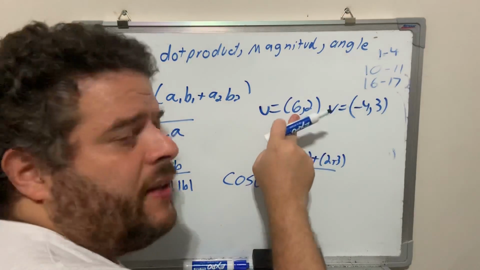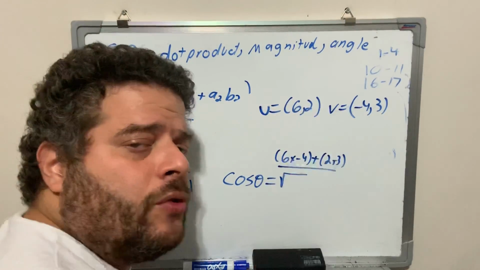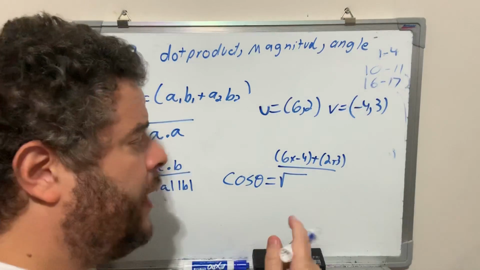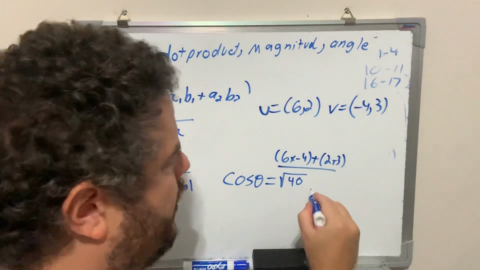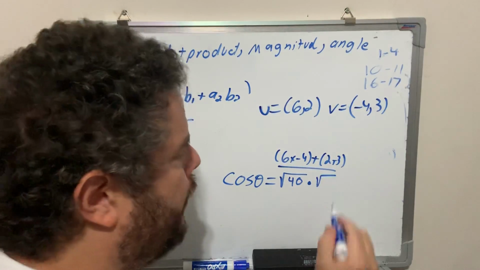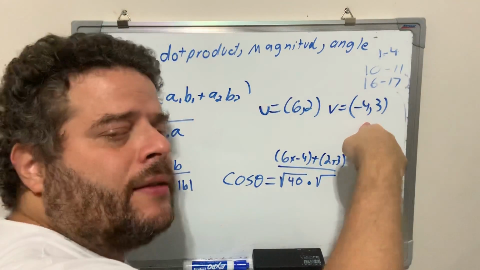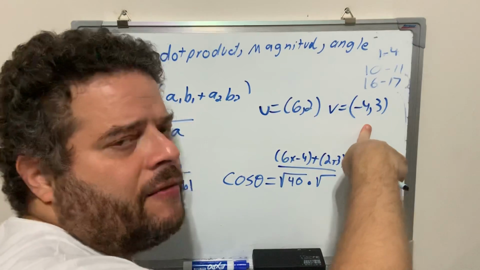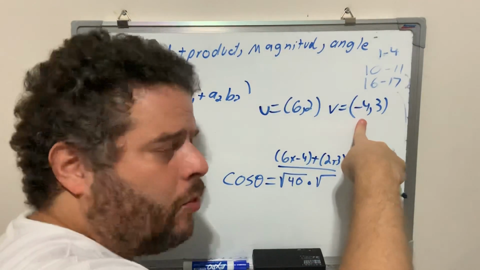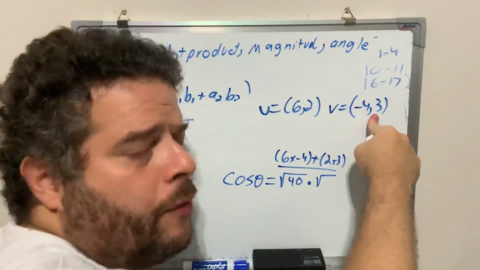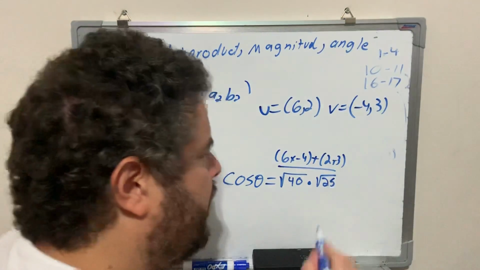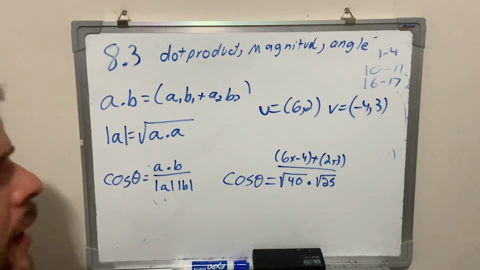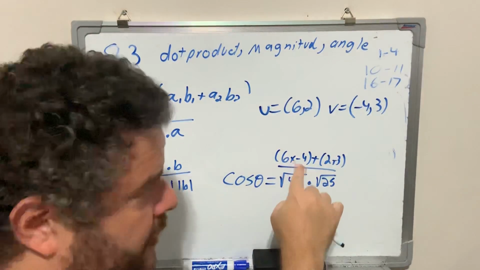We have 6 squared is 36, 2 squared is 4. When we add that and put it within a square root, we end up with this, times the square root of the magnitude of the second vector. -4 squared is 16, 3 squared is 9. We add those, we get 25 and put that in a square root. Now, and again, remember, this is times, not x, okay?